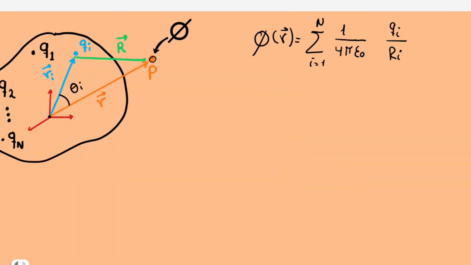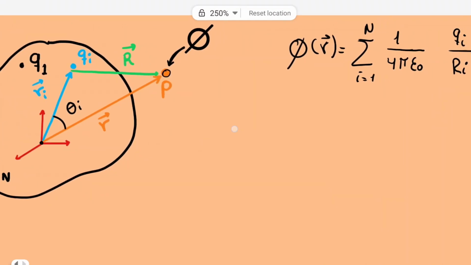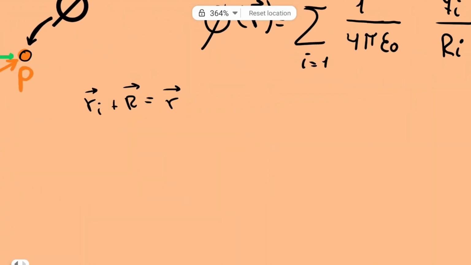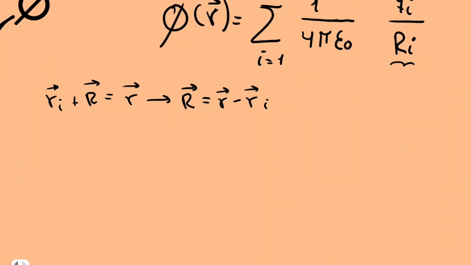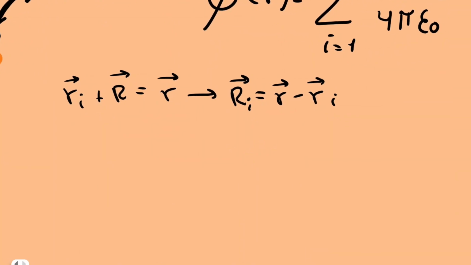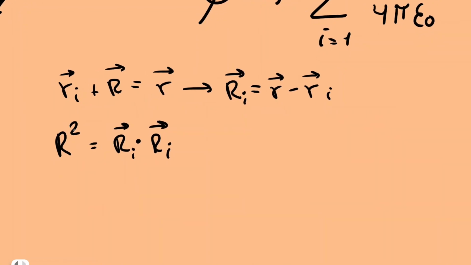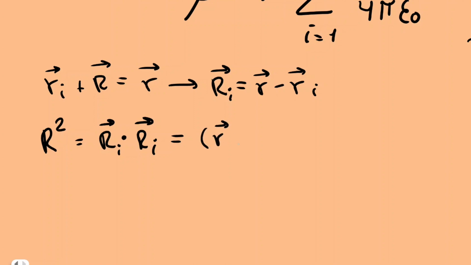First of all, we need to calculate the vector R in terms of little r and ri. These are just vectors, so we can sum them. We get that ri plus R is equal to little r, and from here R is equal to r minus ri. Here Ri is just the magnitude of the vector. To find the magnitude, we can take the dot product of R with itself. This gives us the magnitude squared of the vector, so it is just r minus ri dot r minus ri.